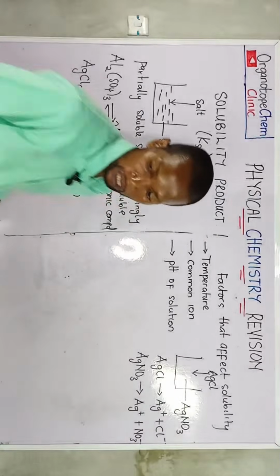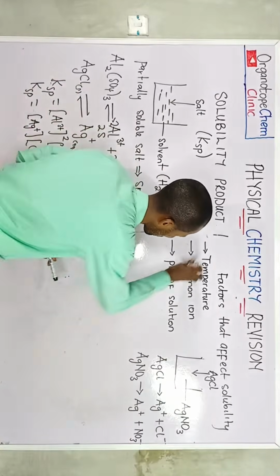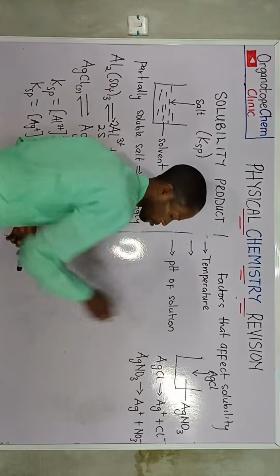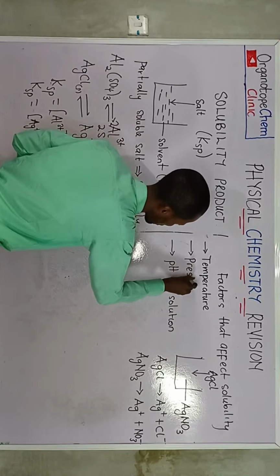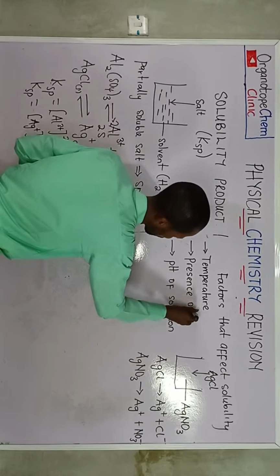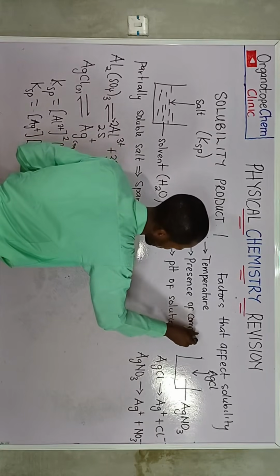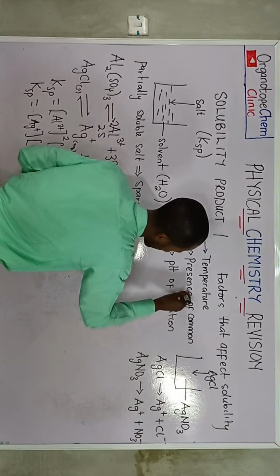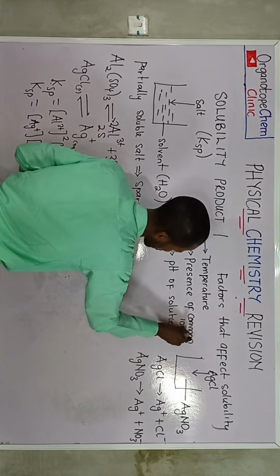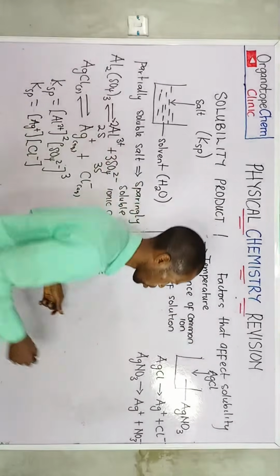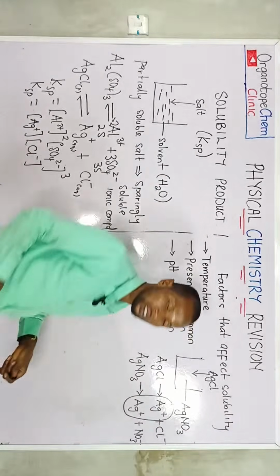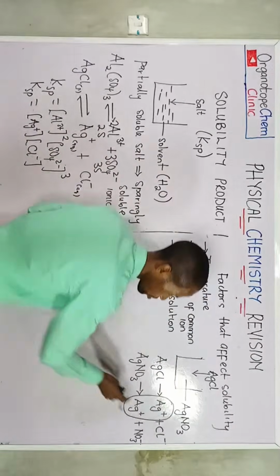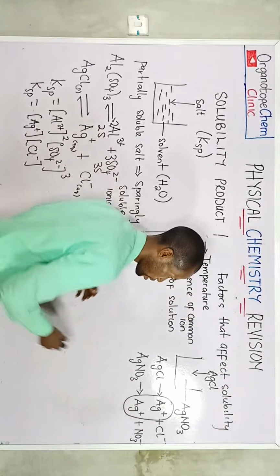So you can include presence of common ion here, okay? So the common ion in this solution is the silver ion, Ag+. Okay, the common ion is the silver ion.